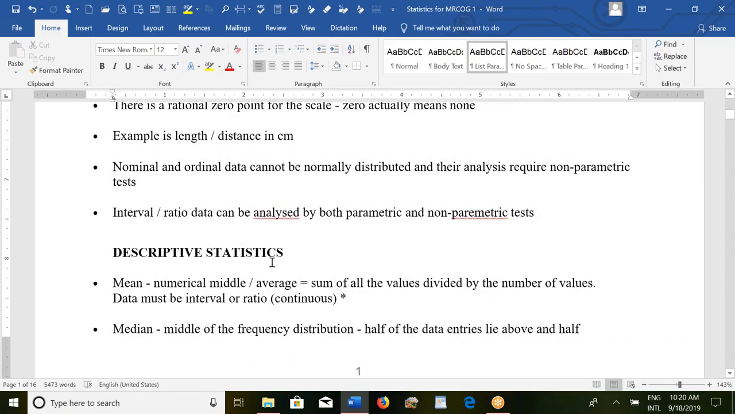So what are the descriptive statistics? We use different values, like you must have seen mean, median and mode. So what is the mean? Mean means you will take the numerical middle, and this is also called the average.